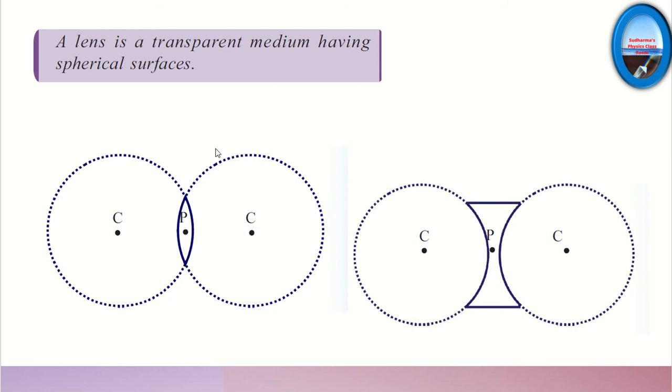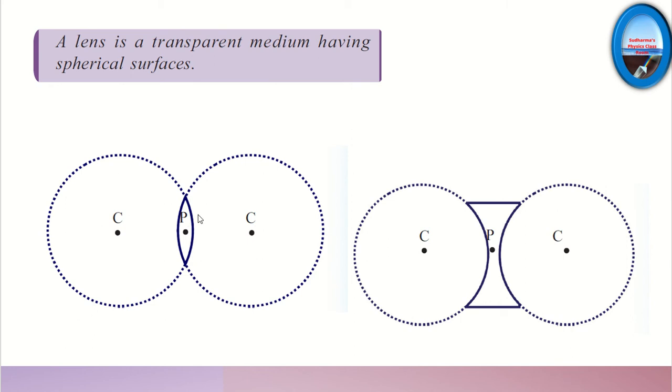We discussed mirrors, right? In mirrors, we have concave and convex mirrors, depending on the shape of the reflecting surface. Similarly, here also we have two types of lenses. One is the convex lens, and the other is the concave lens. We call them biconvex lens and biconcave lens, right? Because it has two refracting surfaces.